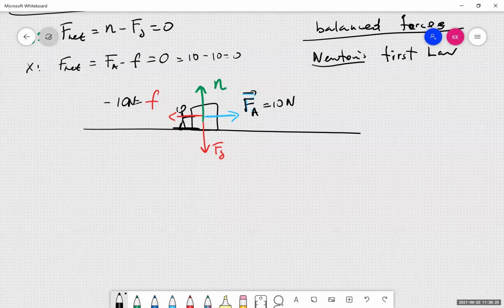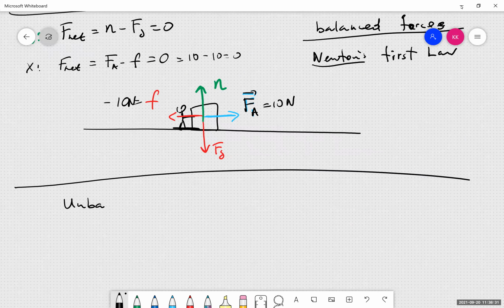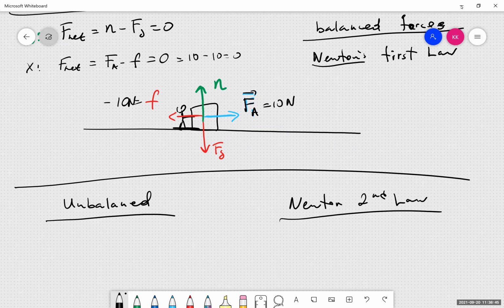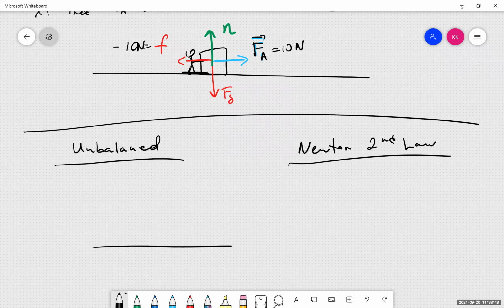How about if your system is unbalanced? Then we are looking at Newton's second law domain. Newton's second law tells us this. If you have an object at rest, let's say here's the object, and somebody starts pushing the box. That means this person exerts a force, let's say 5 newtons, pushing it to the right with 5 newtons.